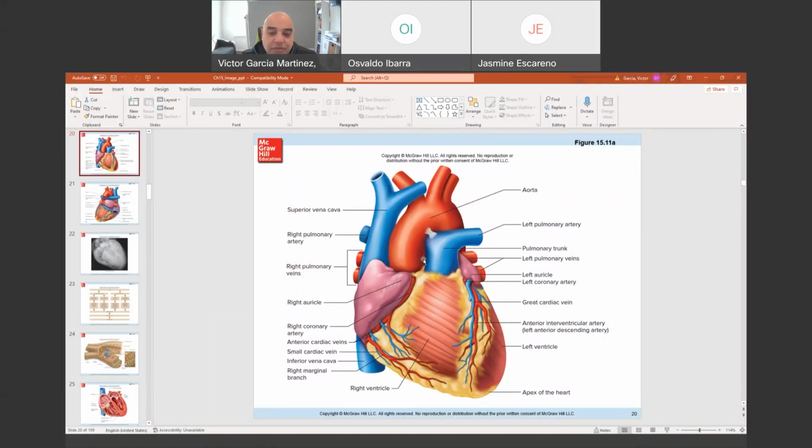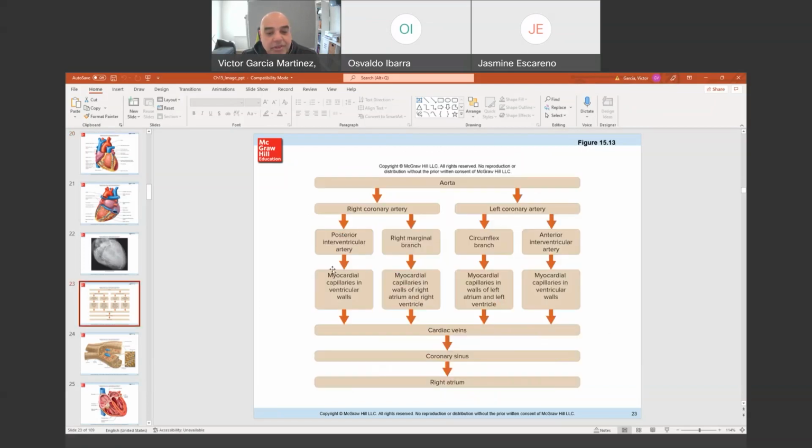Then we have the two first blood vessels to be branched on the aorta, which are the coronary vessels. Then we have the left coronary artery and we have the right coronary artery. Then we have here the branches. As you can see here, you have the branches.